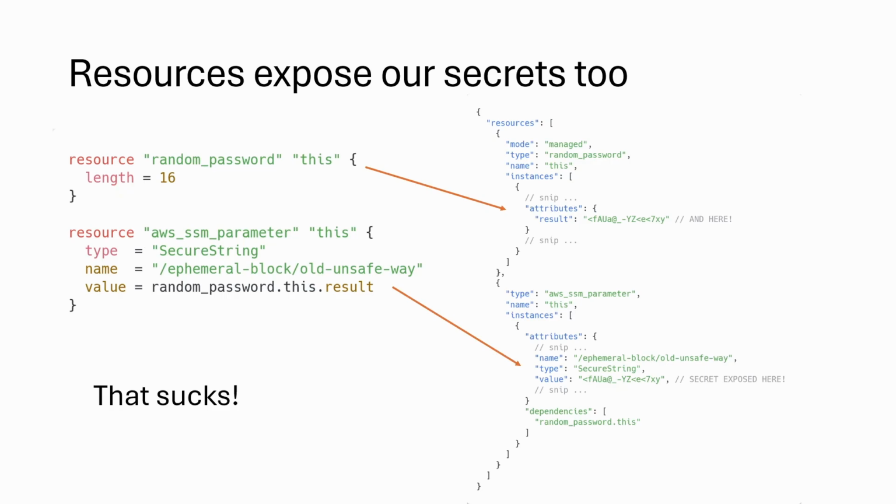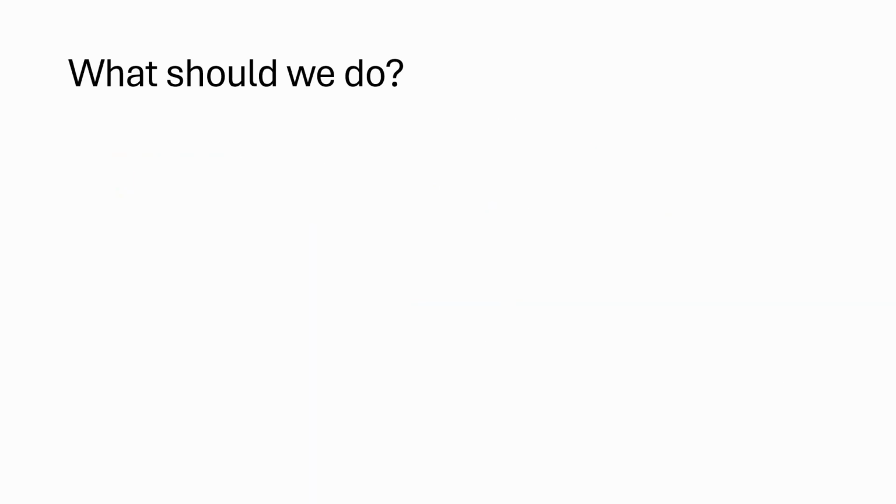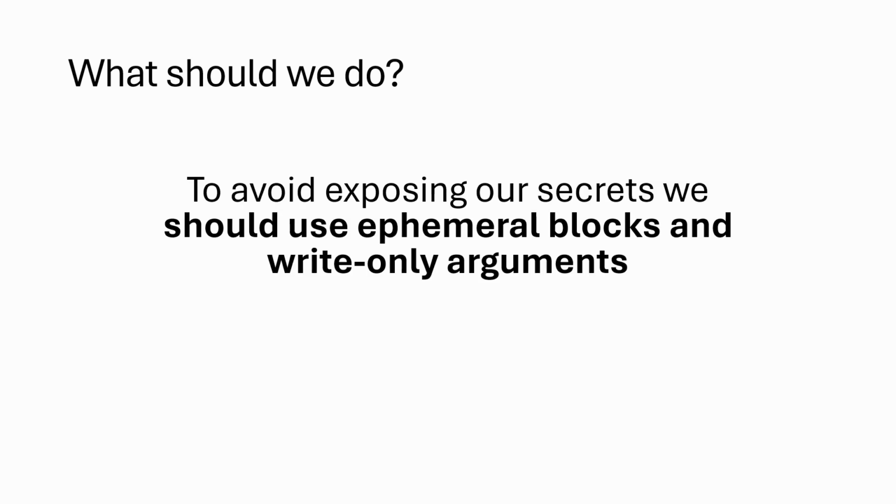And this is quite bad because we have the same sensitive value all over the place, and anyone who can access our Terraform state can access the sensitive value in this SSM parameter. And so it begs the question, what should we do to keep our values private and not exposed to our Terraform state? Ideally, we want to have only one copy of the sensitive value in that SSM parameter. And as you might have already guessed, to avoid exposing our secrets, we should be using ephemeral blocks and write-only arguments. And if you don't know what they are, let's discuss it.